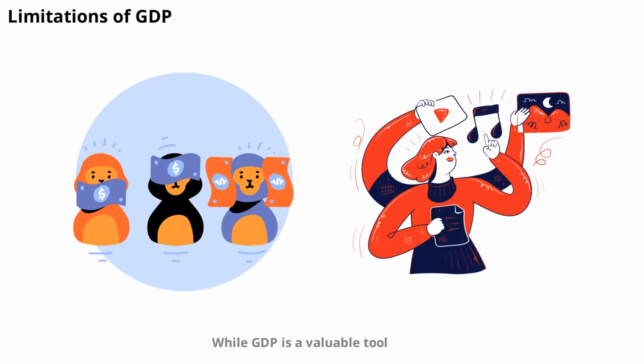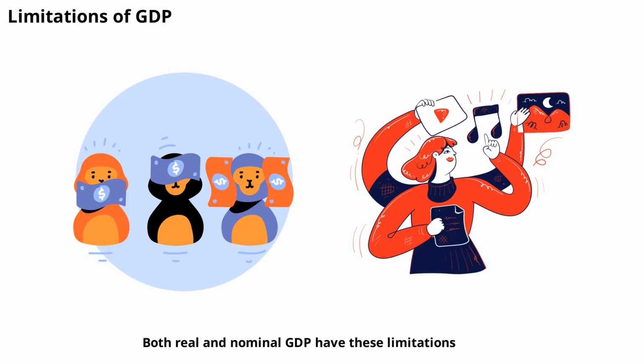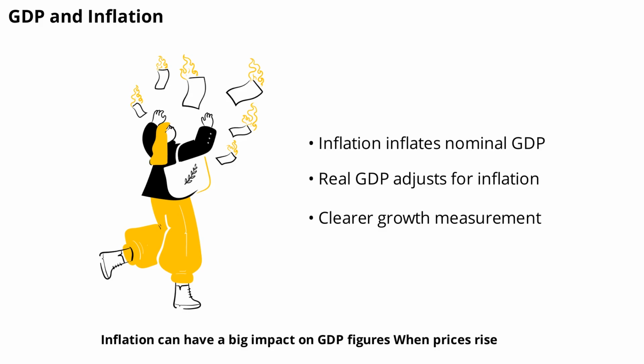While GDP is a valuable tool, it doesn't capture everything about an economy's health. For example, it doesn't account for income inequality, environmental impacts, or unpaid work like volunteering. Both real and nominal GDP have these limitations, so it's important to use them alongside other indicators for a complete picture of economic well-being. Inflation can have a big impact on GDP figures.